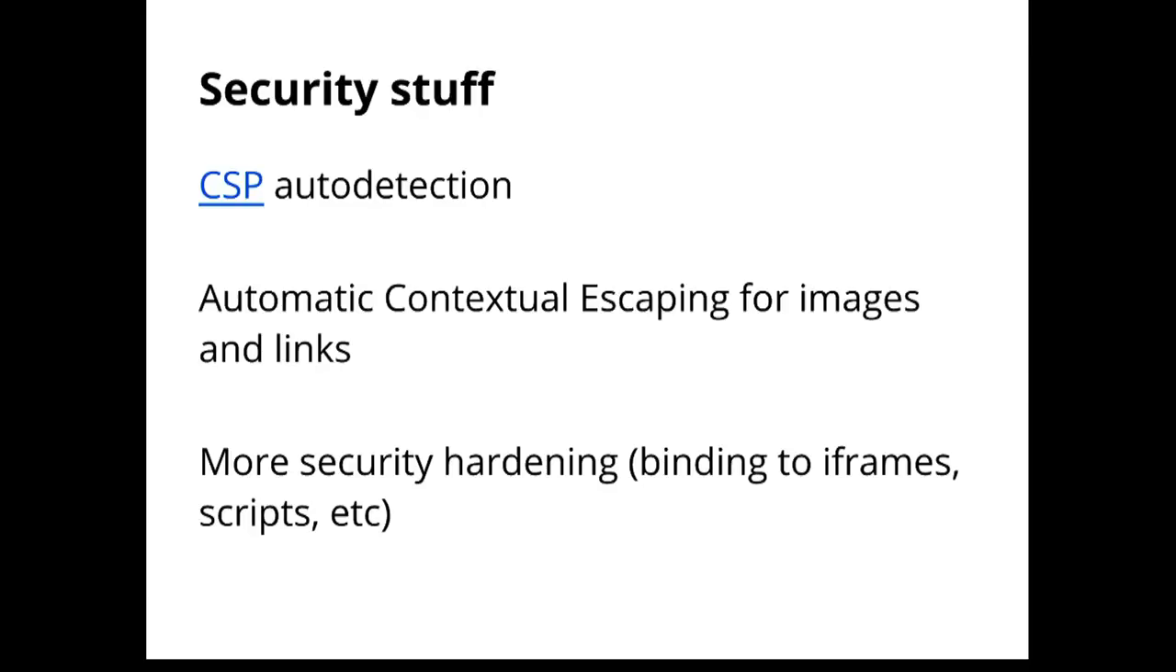So what we are doing with CSP is, CSP requires certain configuration in Angular. Like one thing that you need to do is specify ngCSP to enable the CSP mode. But what we did with 1.2 is, if the browser can tell us that CSP is enabled, we will just enable this mode by default, and Angular will just work. You don't need to worry about it. The other thing that we did is automatic contextual escaping for images and URLs or links.